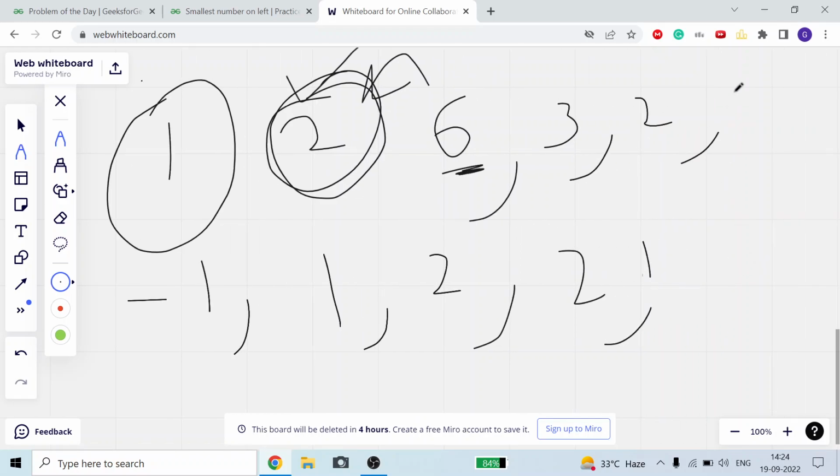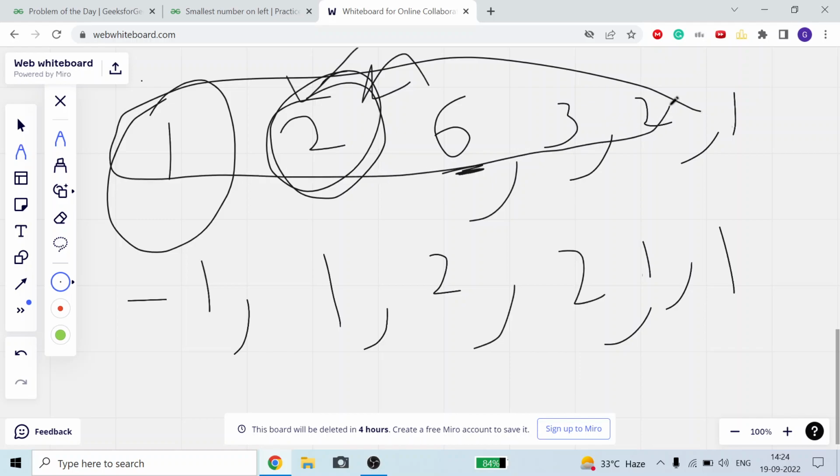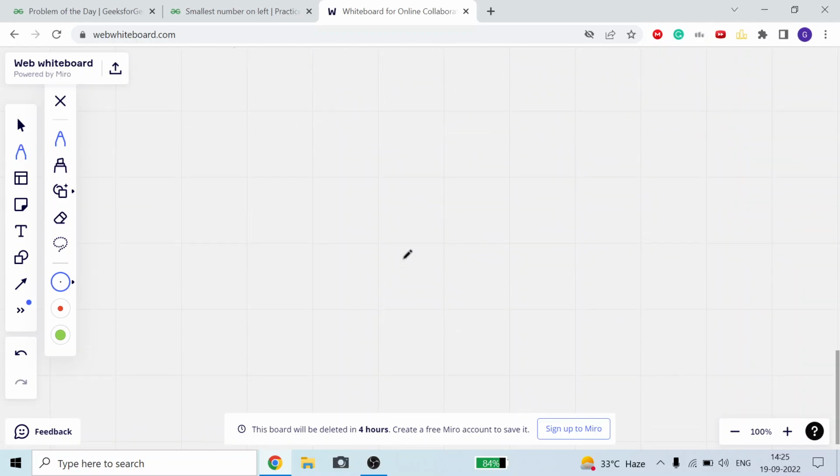And suppose there is another 1 at the end. On the left side of it there is no number which is less than 1, so the answer will be -1. This is my answer: -1 1 2 2 1 -1, if my array is 1 2 6 3 2 1. Okay guys, so I hope you all understand.